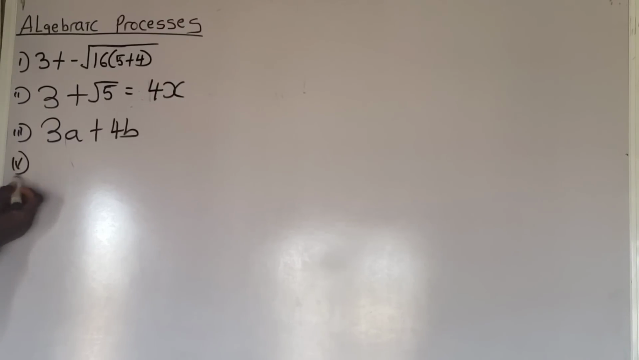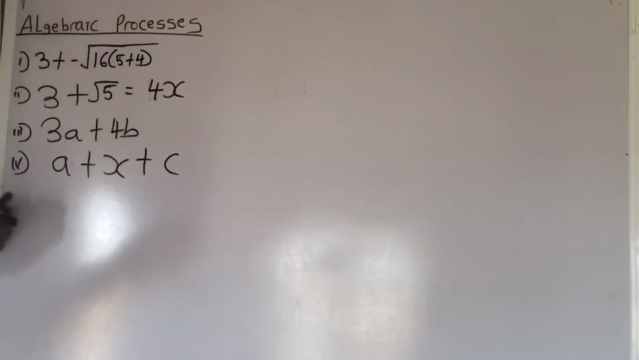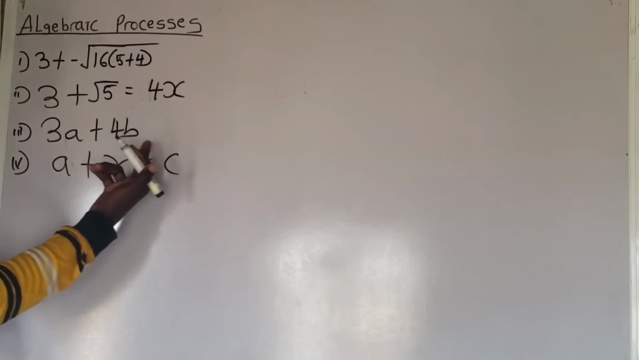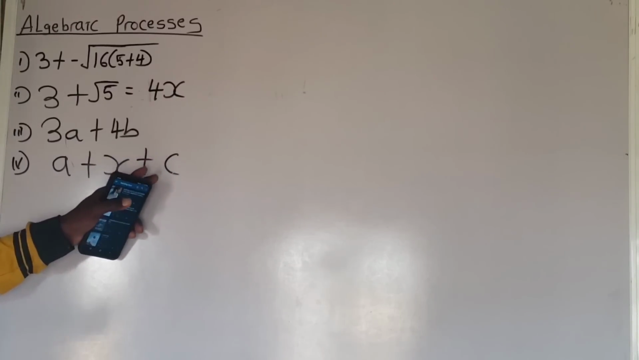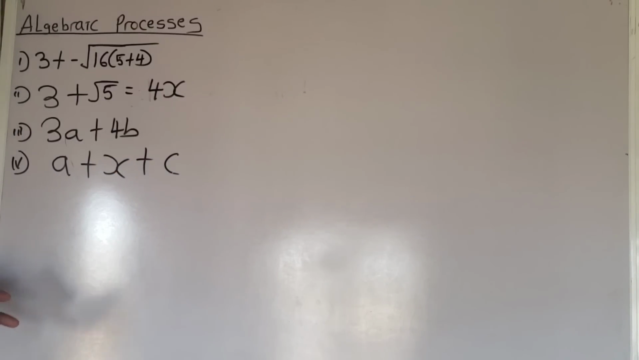Okay, look at another example. We have a plus x plus c, or any other thing like that. You can see that we only have letters. You understand? Though we only have letters, we also have numbers. There is an invisible one in front of this a, an invisible one in front of this x, and an invisible one as the coefficient of this c. You understand what I'm saying? So that means that this also is an algebraic expression. So an algebraic expression is an expression that contains both letters and numbers, or letters only. Okay, having known what is meant by algebraic expression, let us move to simple equation.